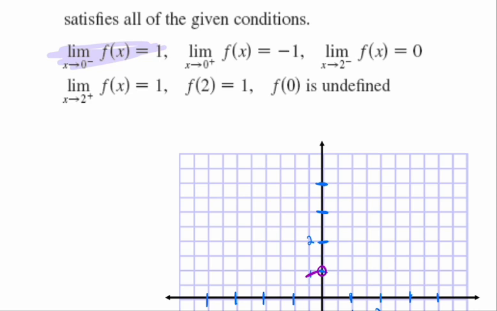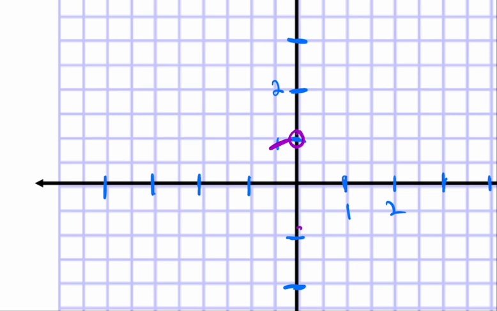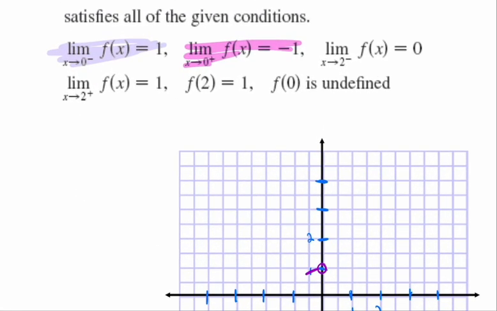Now let's look at this piece. As we are heading to 0 from the right, this time we are at a height of -1. So this time I make a little tail that goes like that. I don't know where it goes. I don't know how long it is right now. That's all I know. Okay. Let's go back up.